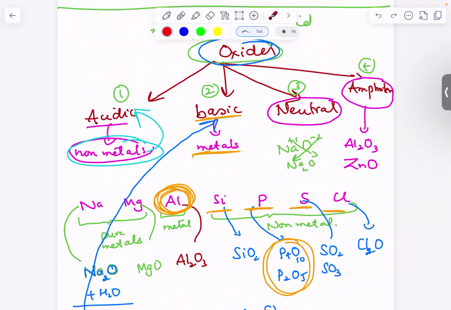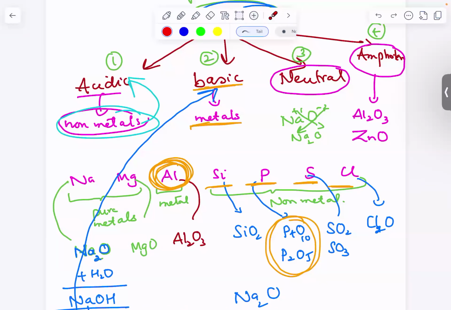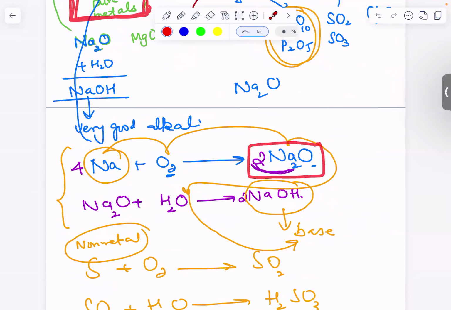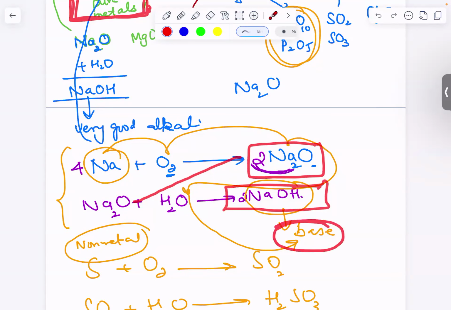I'm repeating. First of all, have a look here. Sodium and magnesium, these are pure metals. When they react with oxygen, what are they going to form? Sodium oxide. When sodium oxide is dissolved in water, it forms what? Sodium hydroxide. What is it? A base. A base will react with what? Acid. So here it is.